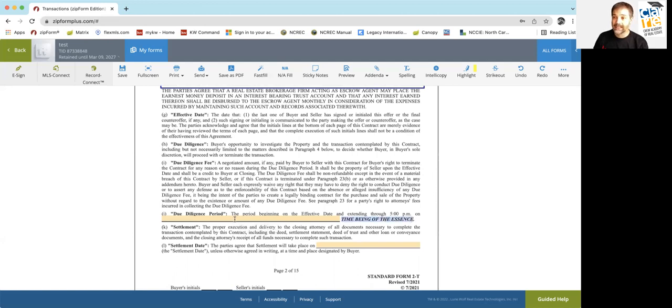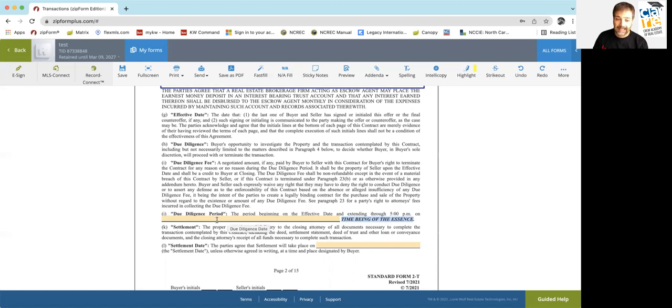Due diligence ends. So that is the time that the buyer has to have everything done to be satisfactory so that they can move forward towards closing. That includes their appraisal, their loan, their lending conditions, anything that they need to have resolved needs to be done by this time, the 5 o'clock on that due diligence. Otherwise, they risk losing their earnest money if they do not move forward with that transaction.